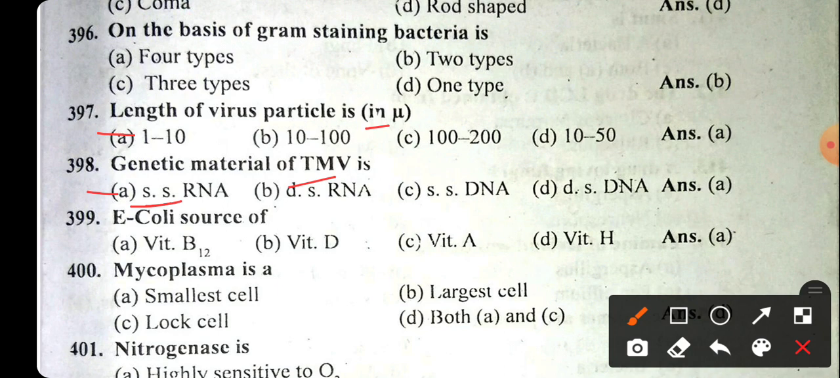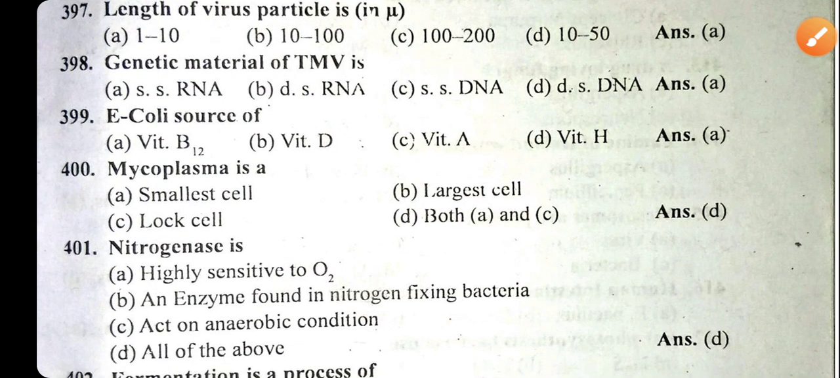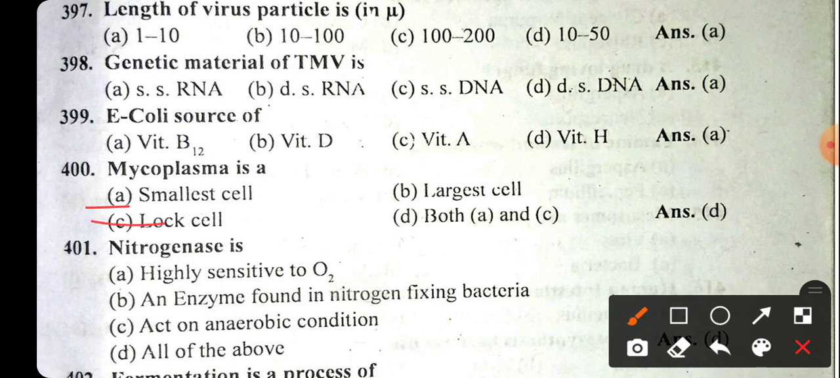Now the second last question: E. coli is the source of vitamin B12. Now the last question: mycoplasma is the smallest cell and lacks a cell wall. Okay, lacking a cell wall will be the right answer. That is option A and C will be the right answer.